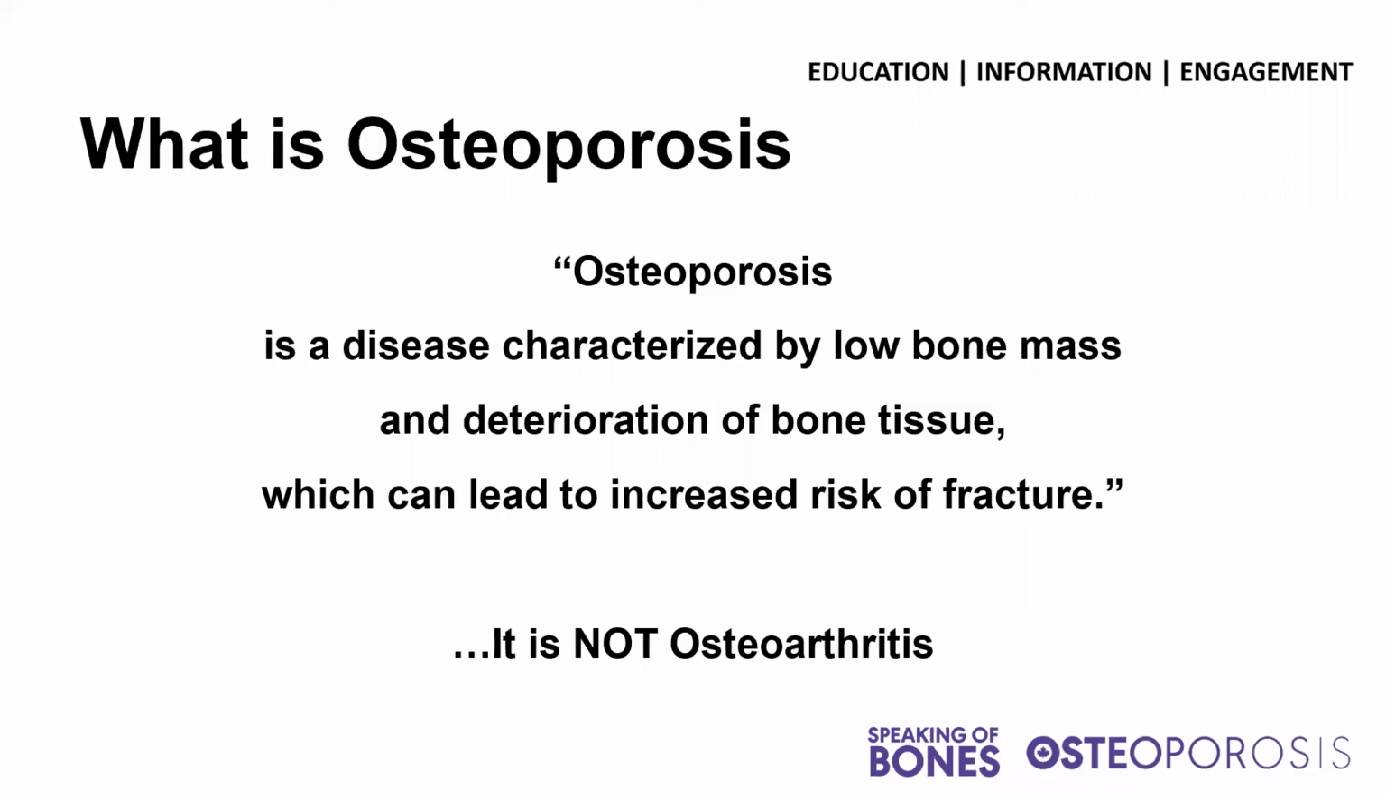So next I'll talk about the definition of osteoporosis. It's a disease characterized by low bone mass and deterioration of bone tissue, which can lead to increased risk of fracture. It's important to differentiate between osteoporosis and osteoarthritis. These often get mixed up. Osteoporosis is a disease of the bone, whereas arthritis is a disease of the joints and surrounding tissue. An accurate diagnosis is important for pain management and treatment of the disease. So today we'll be talking about osteoporosis, not osteoarthritis.